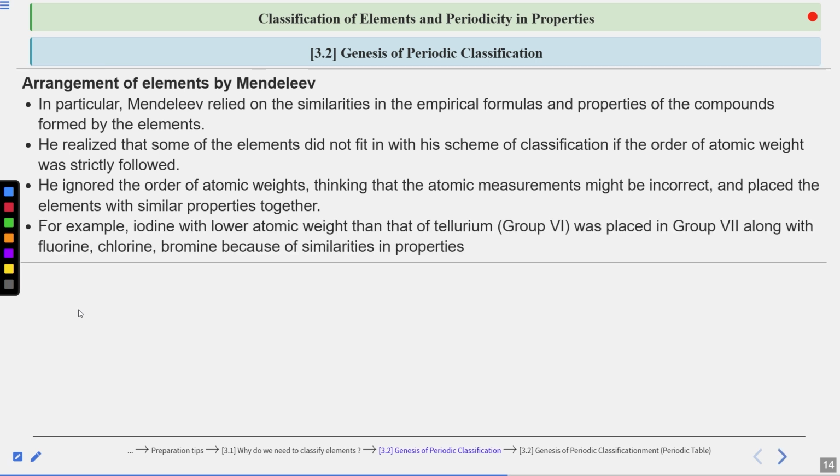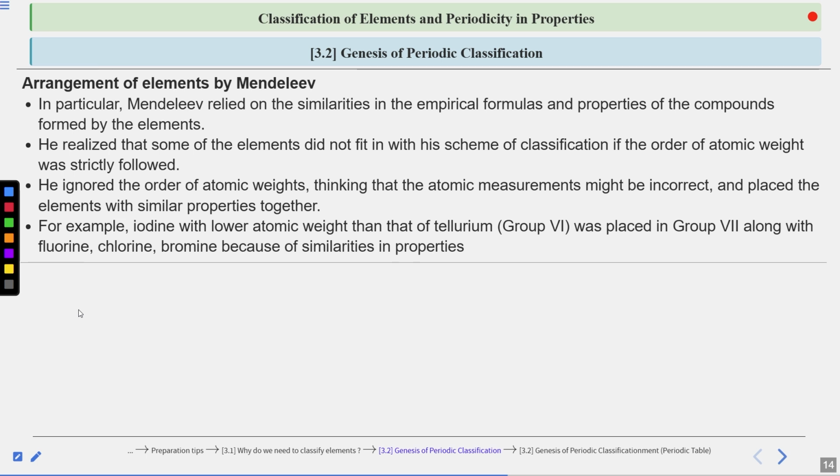If I take the example of iodine, which has a lower atomic weight than tellurium, which is present in group 6. Now, iodine has a lower atomic weight and tellurium has a higher one, and he placed it in group 7. But we know that if tellurium has a greater atomic weight, it should come after the iodine. Okay, but it was not the case. Sorry, he put the tellurium first and then the iodine, and tellurium was having a greater atomic weight.